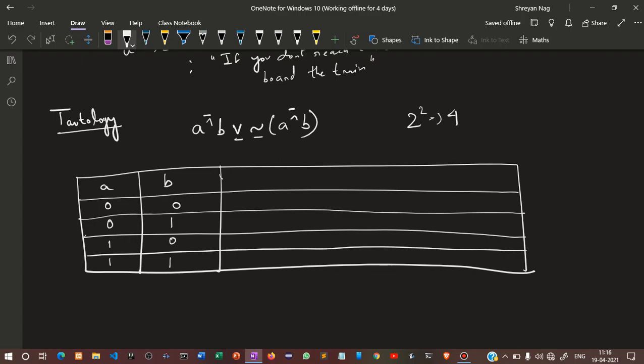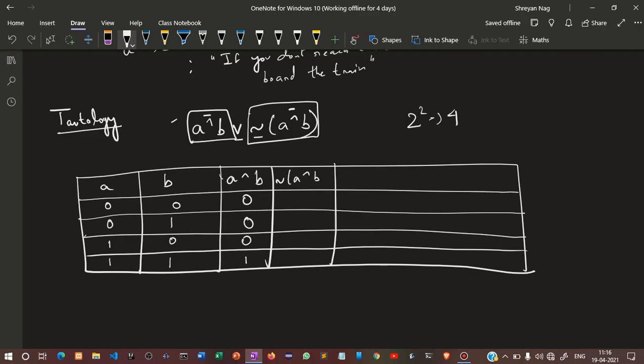The purpose of solving this kind of expression is that first of all we will do this part. So A conjunction B: the conjunction says that when both of the values are true, then only the output will be true. So only the bottom row is true, since both values are true. Then we will do the second part, the negation of A. What is the negation? 0 will become 1, 0 will become 1, 0 will become 1, and 1 will become 0.